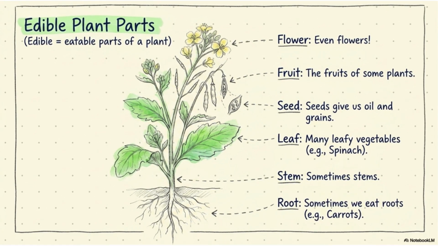Slide 4. Since plants give us such a massive portion of our food, let's zoom in on them. When you think of eating a plant, you might just think of eating its fruit, like an apple or a mango. But actually, we eat almost every part of a plant. We call these eatable parts edible parts.